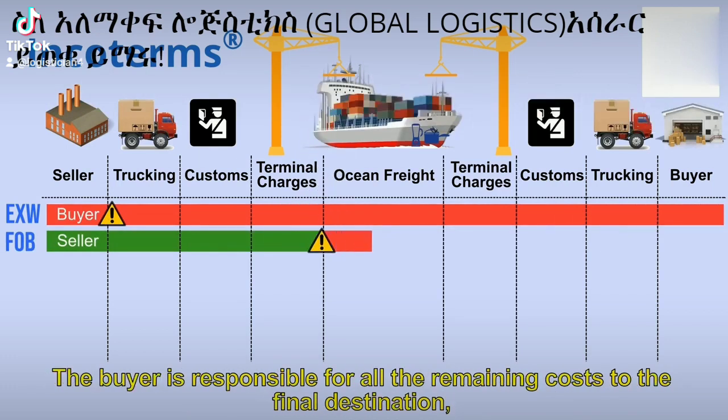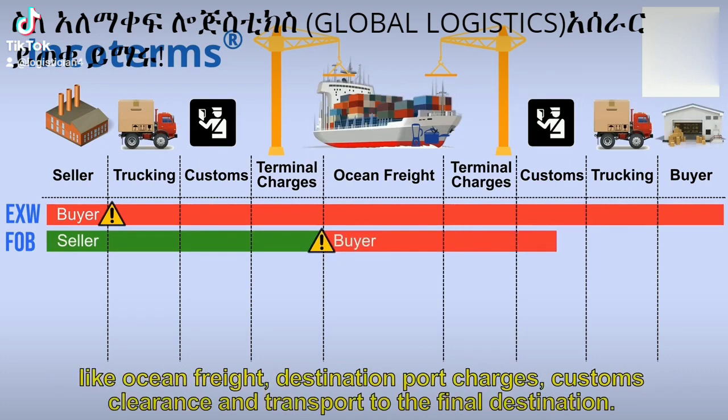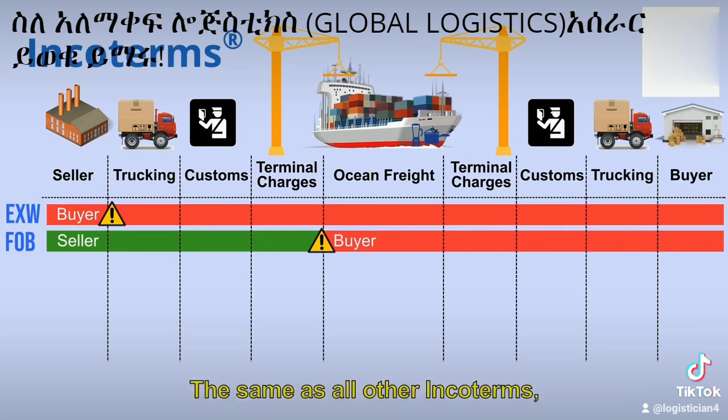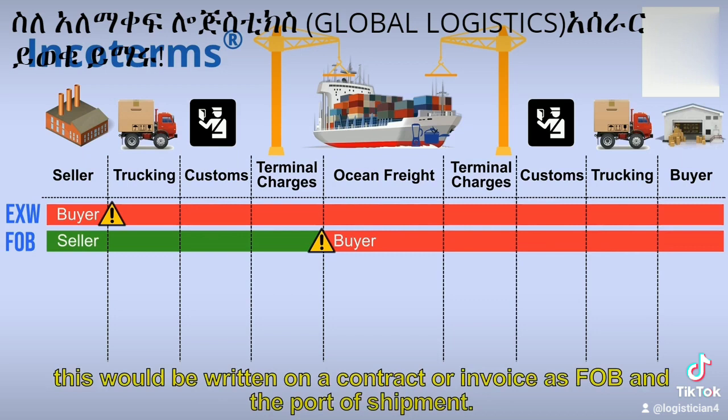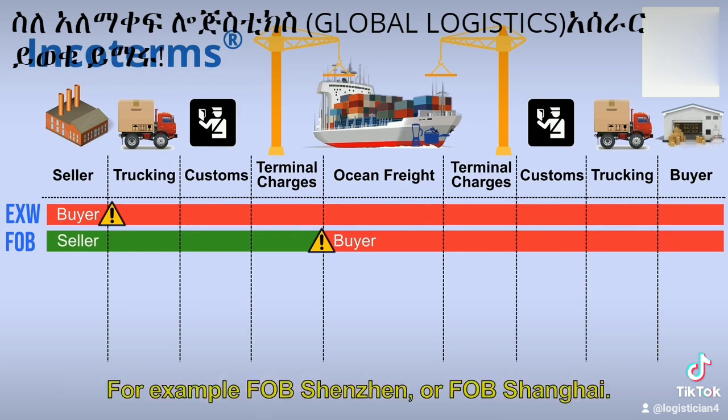The buyer is responsible for all the remaining costs to the final destination, like ocean freight, destination port charges, customs clearance, and transport to the final destination. The same as all other Incoterms, this would be written on a contract or invoice as FOB and the port of shipment. For example, FOB Shenzhen or FOB Shanghai.